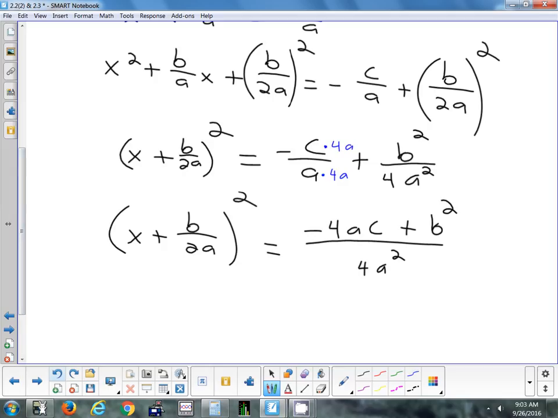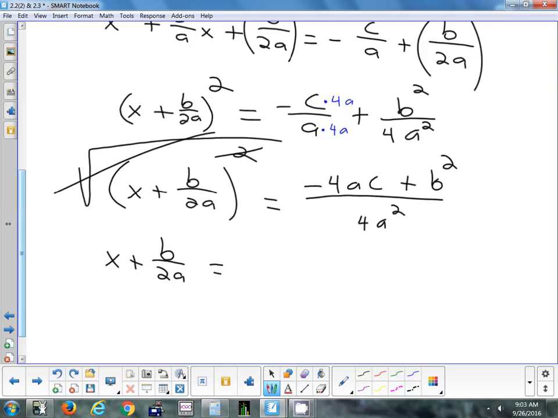All right. So now that we have that formula, we can use it, as long as the quadratic equation you're solving is equal to zero. Okay. You always want it equal to zero, and that's how you can identify a, b, and c.